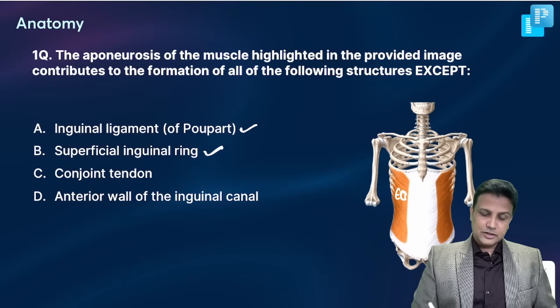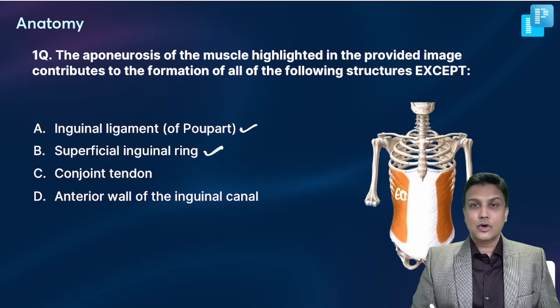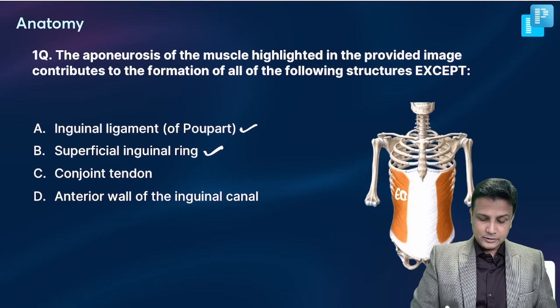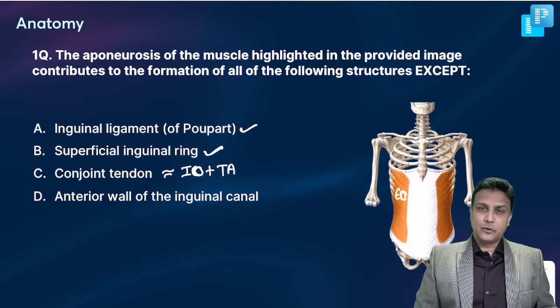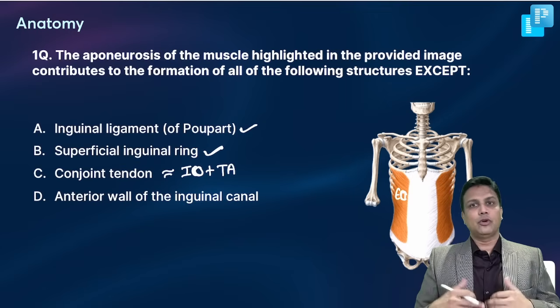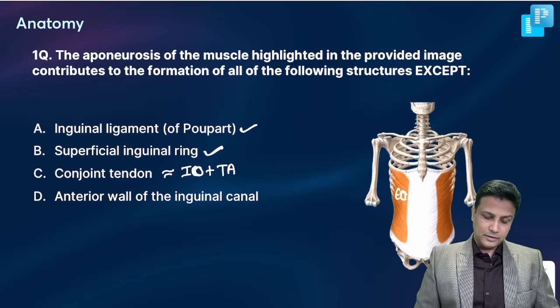Conjoint tendon formation, no. External oblique is not involved in that conjoint tendon formation. Conjoint tendon is actually formed by the internal oblique aponeurosis along with the transversus abdominis aponeurosis. So internal oblique and transversus abdominis aponeurosis will converge together to form the conjoint tendon, not the external oblique.